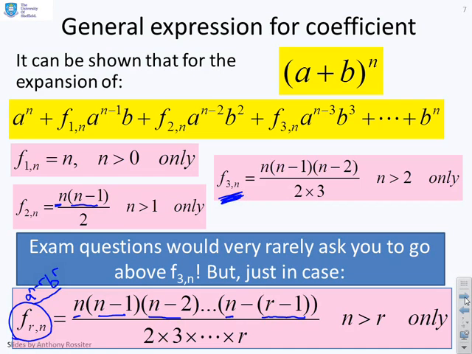Now what do you have in the denominator? You see you have 2 times 3 times dot dot dot all the way up to times r, and you also have this condition here. This formula only applies if n is greater than r. So that's the general expression that you need. It's a bit of a messy one.